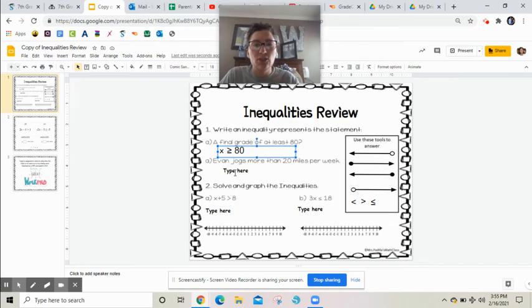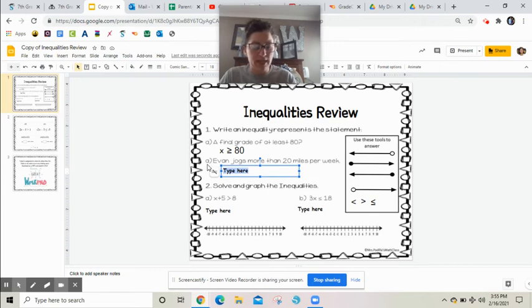Now the next one, Evan jogs more than 20 miles a week. On this one here, you can just use X. X more than, remember hit your shift and your period for greater than, because more than is greater than 20. Or you could drag and drop these, I don't care. Number 2, you're going to solve and graph the inequalities.